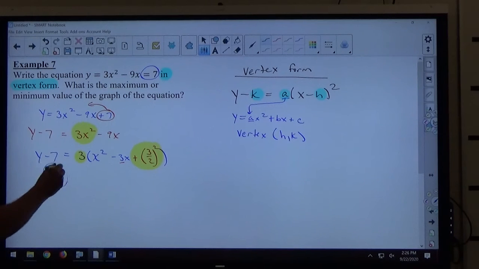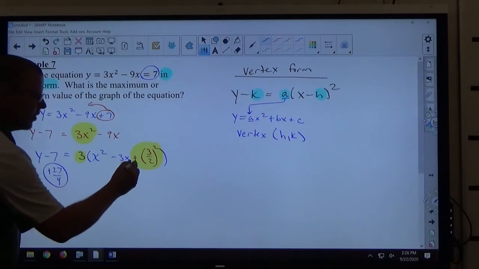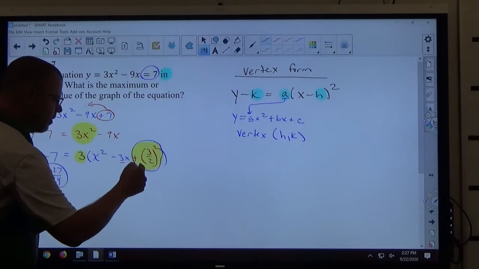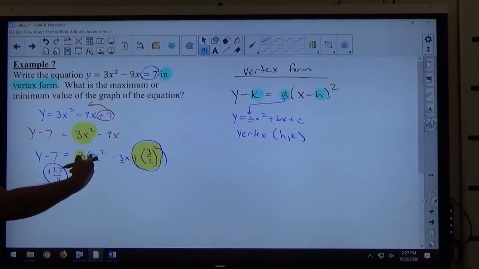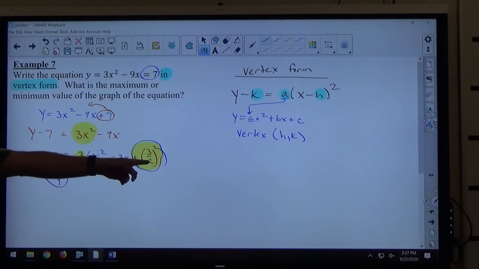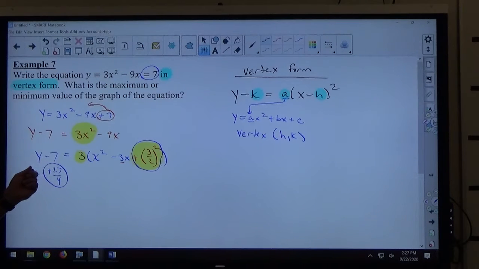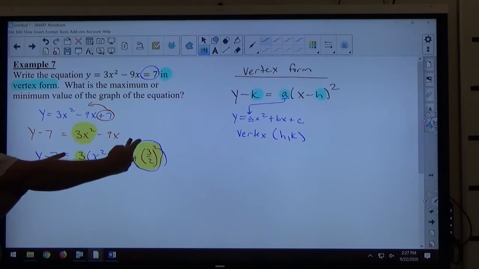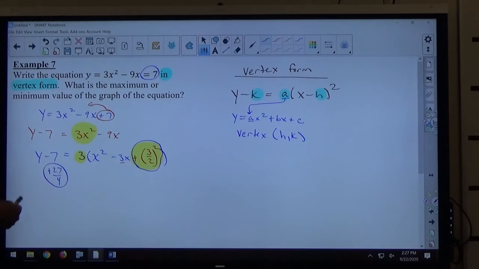That's the weird part. This is 9 fourths, but it's really 27 fourths because it's being multiplied by the 3 that's out there. Do we all see that okay? That happens almost every time you try to make vertex form. If there's a number in front of x squared, it's going to multiply by that. That's going to modify this thing over here. These are not going to match each other, but the real value of it will match the real value of it.